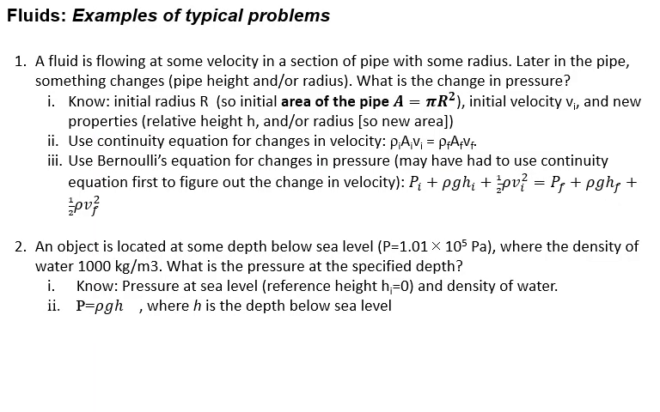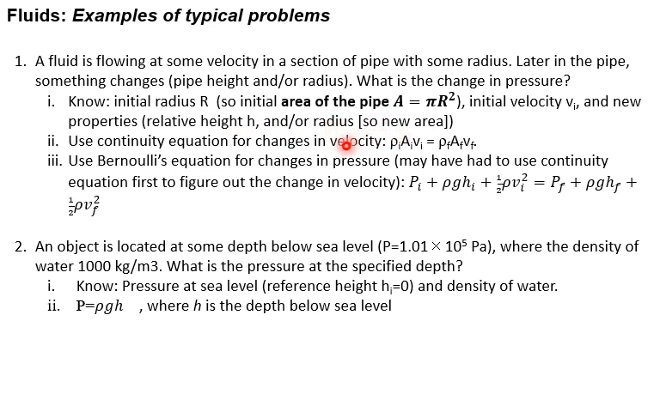What are some typical fluid problem examples? Let's say we have a fluid flowing at some specified velocity in a section of pipe that has some radius. And then later on, something changes. For instance, maybe your pipe height changes, maybe your radius changes, or maybe both change, and you want to know what's the change in pressure. So what do you know? You're given the initial radius. Keep in mind that if this is a pipe, it's a cylinder, so the area is going to be pi r squared. Okay, you need to know that. The initial velocity is given, and then you have some new properties. So there's a new relative height or a new radius, and therefore a new area.